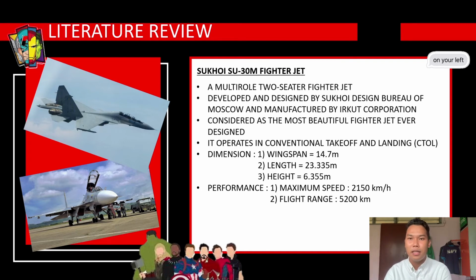The dimensions of this Sukhoi Su-30M are a wingspan of 14.7 meters, a length of 23.335 meters, and a height of 6.355 meters, with a performance of maximum speed of 2,150 km per hour and a flight range of 5,200 km with a fuel tank. And last but not least, a fun fact about this Sukhoi Su-30M is that our Royal Malaysian Air Force (RMAF) has one of these as an asset.